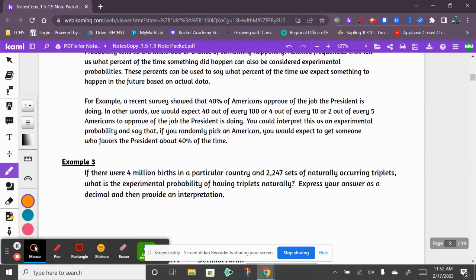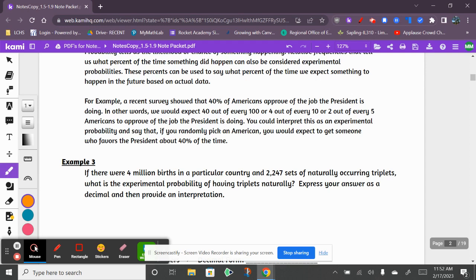For example, a recent survey showed that 40% of Americans approve of the job the president is doing. In other words, we would expect 40 out of every 100, or 4 out of every 10, or 2 out of every 5 Americans to approve of the job the president is doing. You could interpret this as an experimental probability and say that if you randomly pick an American, you would expect to get someone who favors the president about 40% of the time.